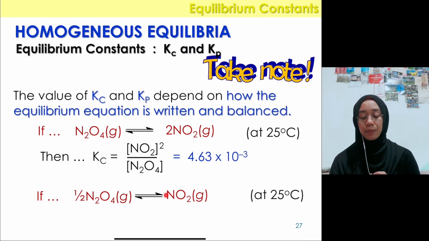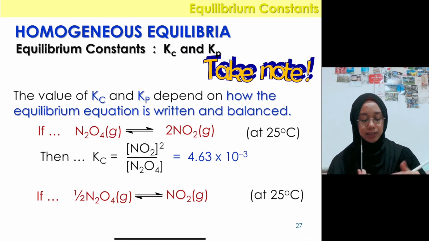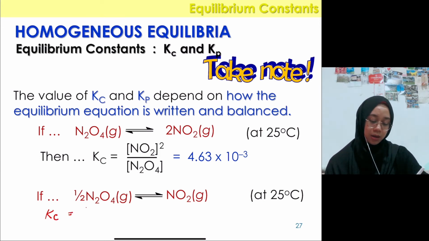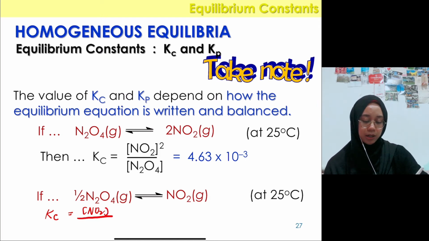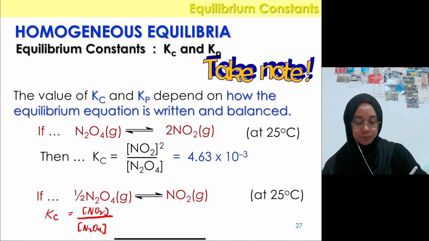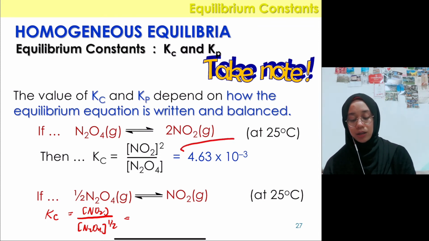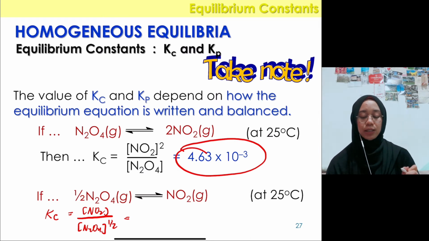So what will happen now is your new KC would be NO2 to the power of 1 and then N2O4 to the power of half, right, but you are not given the concentration of NO2 and N2O4, but you already know the initial KC is 4.63 exponent negative 3.